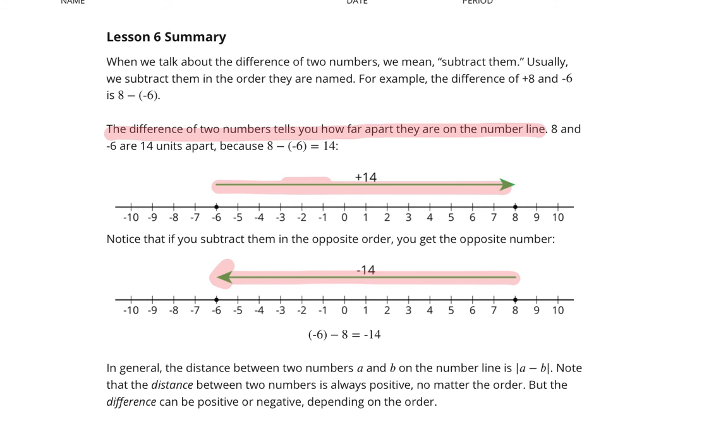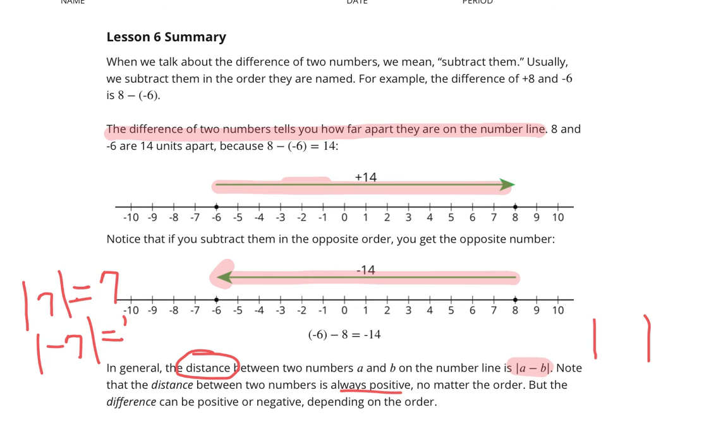In general, the distance between two numbers, a and b, is, we use this little symbol. That means the absolute value, those two vertical lines means the absolute value of two numbers. Distance is always positive, and that's what that absolute value represents. The distance is always positive, no matter what the order. The difference can be positive or negative, but the distance between those two numbers would always be positive. So when you see the absolute value of 7, you would say that's 7. The absolute value of negative 7 is also 7. Absolute value literally means how far between 0 and that number on the number line.